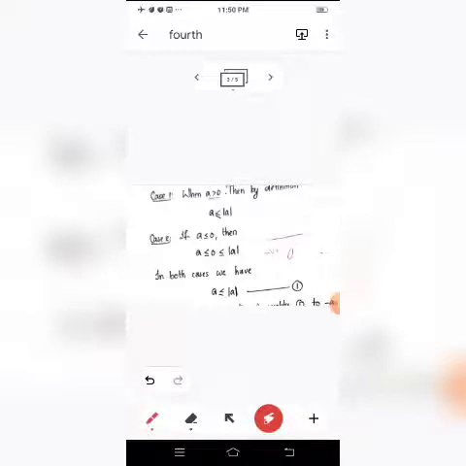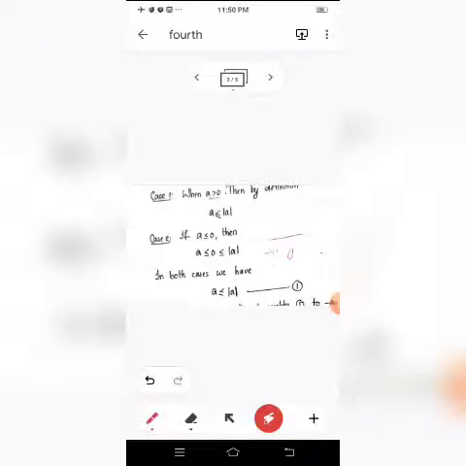In both cases, that is when a is greater than 0 and when a is less than or equal to 0, we have a less than or equal to mod a. So in both cases, we have a less than or equal to mod a.